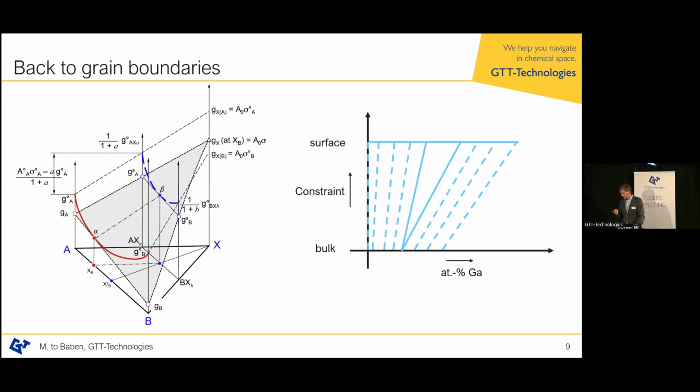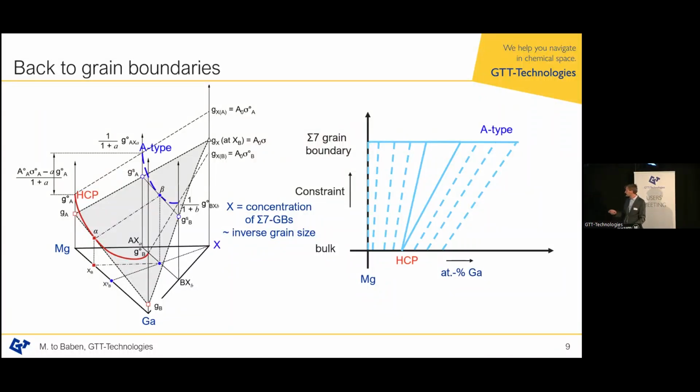Okay, now going back to the grain boundaries, what do we have to do? We have to change this to a sigma 7 grain boundary, for example. Actually, that's a sigma 7 with some distinct orientation relationship. And then we replace A and B by magnesium and gallium. And then X is now our concentration of these sigma 7 grain boundaries, which is the inverse of the grain size of the HCP phase. And then this here is maybe our A-type. Yeah? That's the A-type grain boundary.